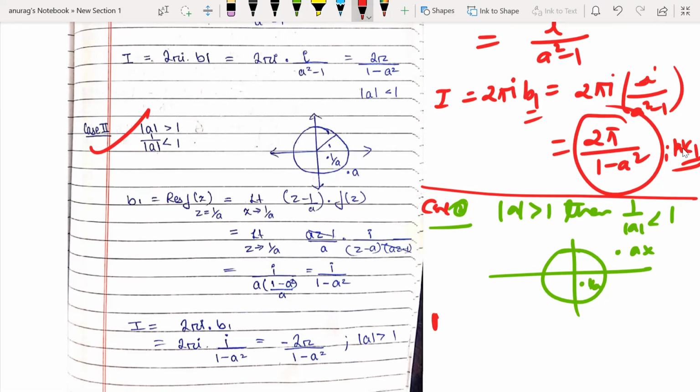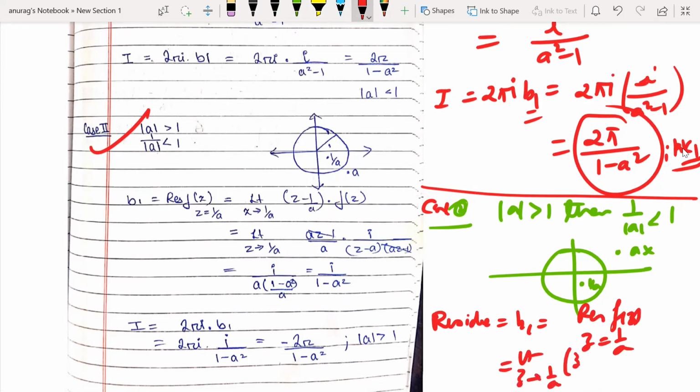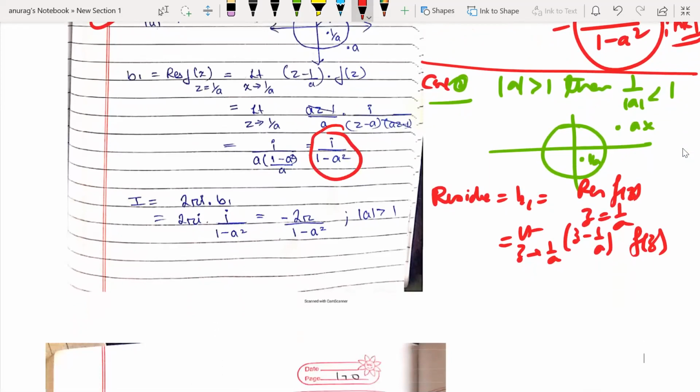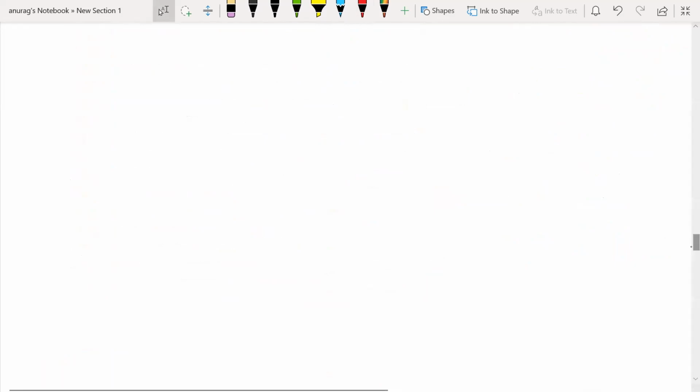So in this case, we will find the residue, that is b1 of f(z) at z equal to 1 upon a only. So it will become limit z tending to 1 upon a, (z minus 1 upon a) into f(z). If you simplify it, it will give you i upon (1 minus a square). Now integration is 2 pi i b1, so the integration is 2 pi over (a square minus 1), provided mod a greater than 1. So these are very good questions based on the simple pole here.